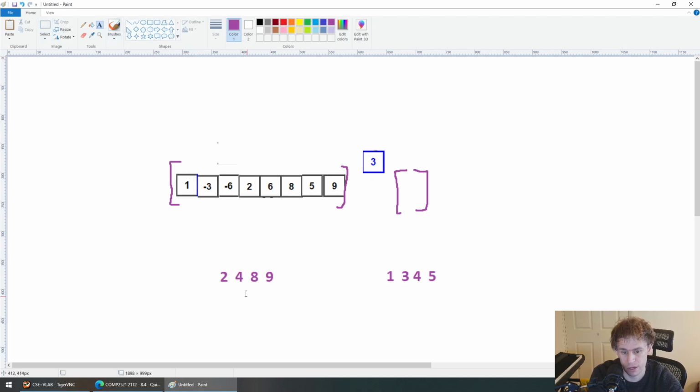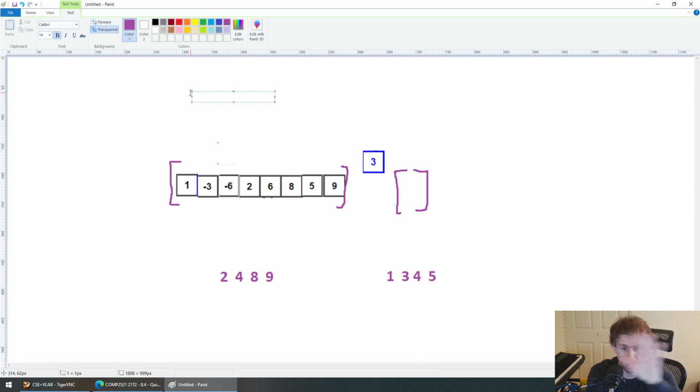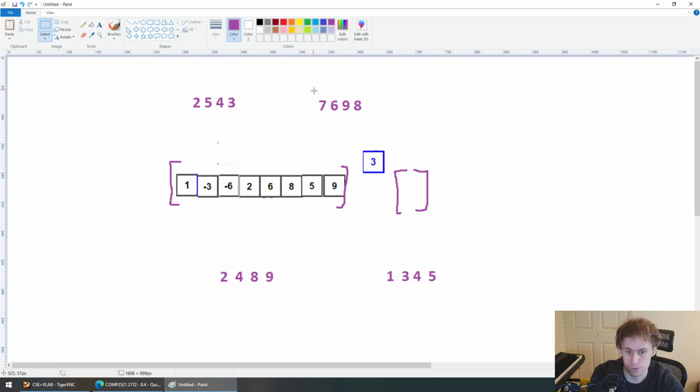Whereas quicksort, the concept we're dealing with here is that you might have two different lists, such as 2, 5, 4, 3, which is unsorted, but the right hand side might be like 7, 6, 9, 8. So the actual two halves themselves aren't sorted, but there is a sense of order between the two halves where everything in one is less than the other.